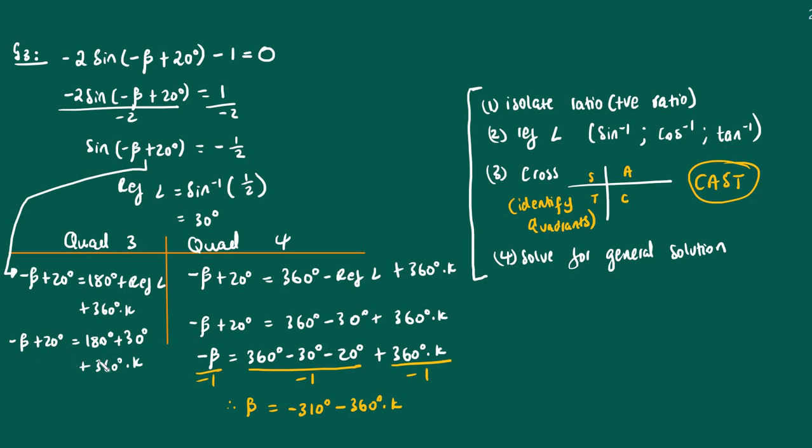Then on this side you do a similar thing, right? But you're going to have 180 plus 30, which is 210, then minus the 20. It's going to be 190 degrees. So this side you're going to have your beta as 190 degrees minus 360 degrees times k. So then you would have found your general solution there.